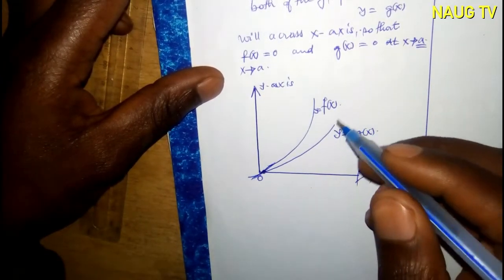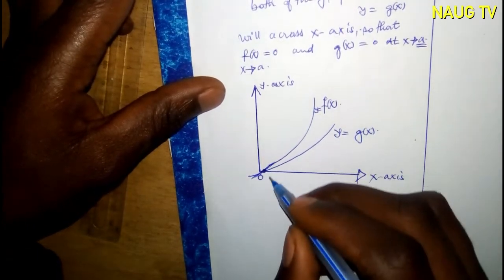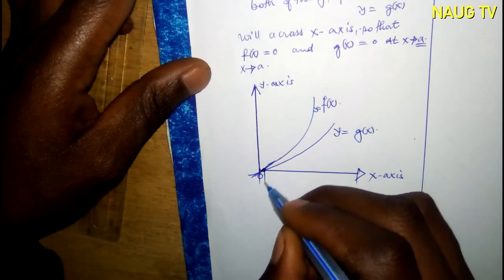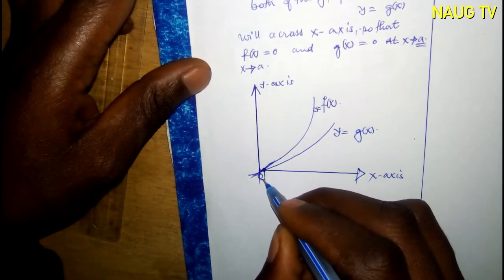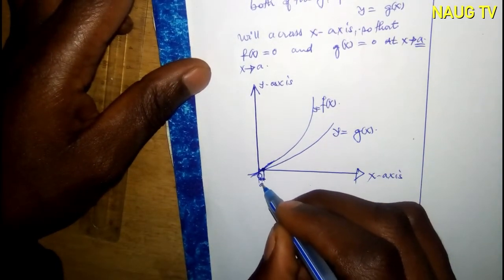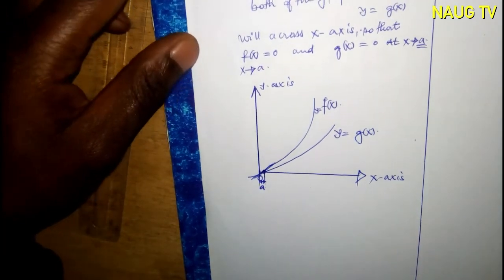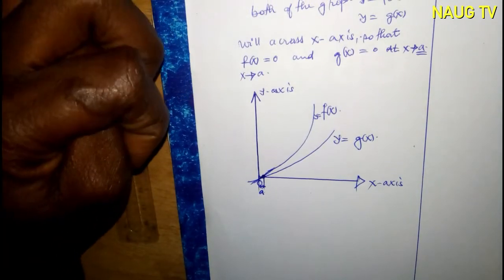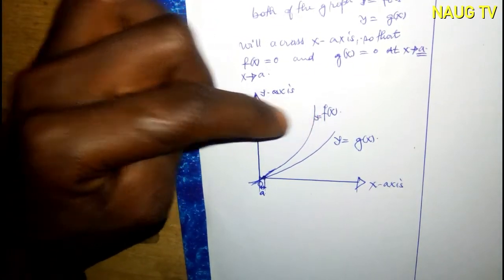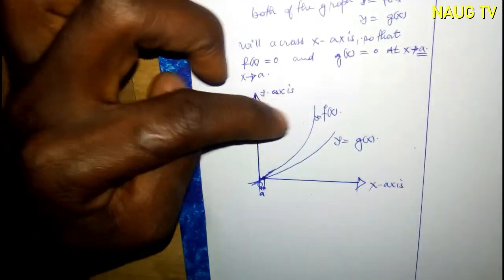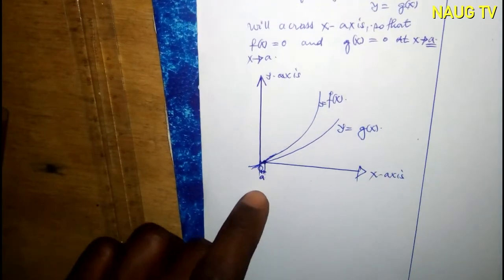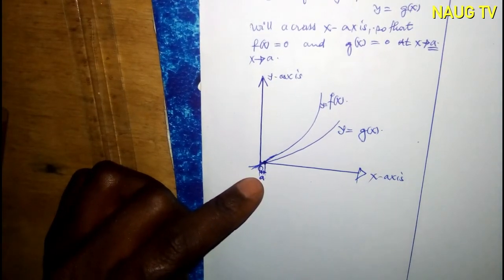So let's say the distance from the origin up to this point, let's call it a. This is a. It simply means that y, or f of x, would be equal to 0 at x equal to a, or g of x would be equal to 0 at x equal to a.